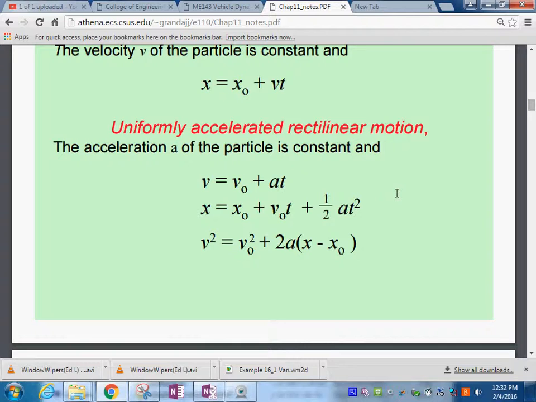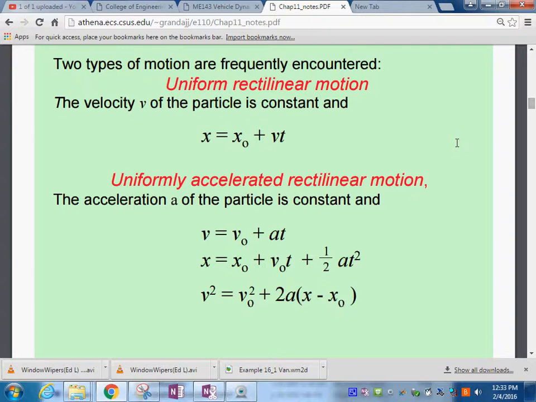So there might be occasions where the unknown is the final velocity. Other occasions, the unknown is the initial velocity. In other occasions, the time might be the question. So if you have x equals x0 plus vt, this is uniform rectilinear motion, no acceleration. That's what the first one is.